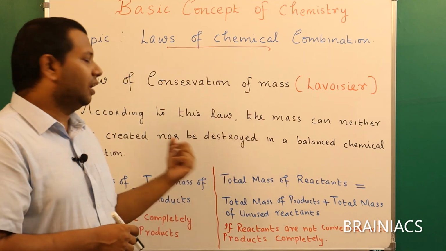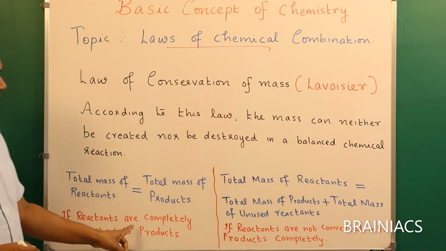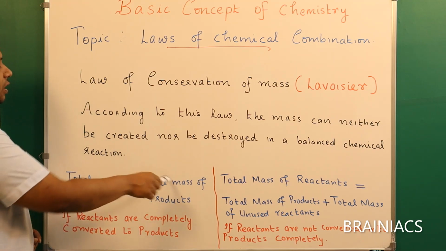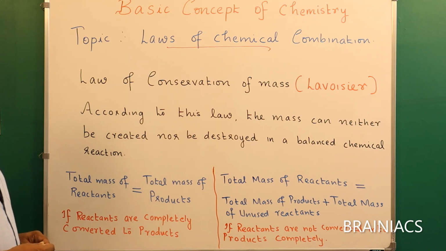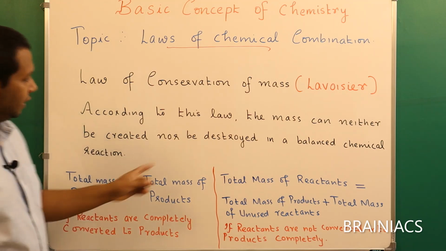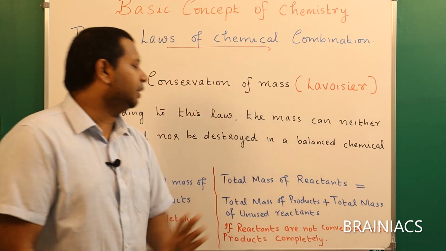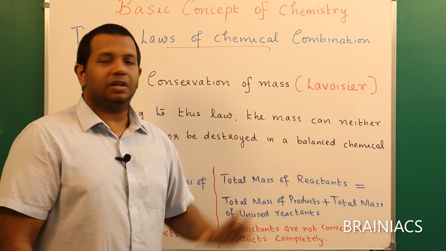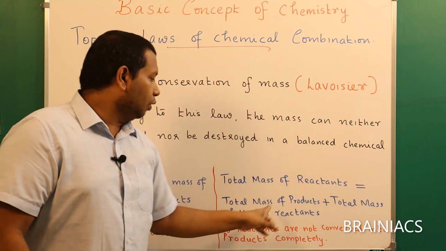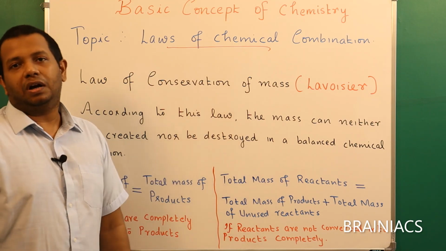So we can represent this law in two ways. First, if the reactants are completely converted to products, the total mass of the reactants will be equal to the total mass of the products. That means there are no more reactants after the reaction. Second, if the reactants are not converted into products completely, the total mass of the reactants will be equal to the total mass of the products plus the mass of the unused reactants. These are the two ways in which this law can be depicted.